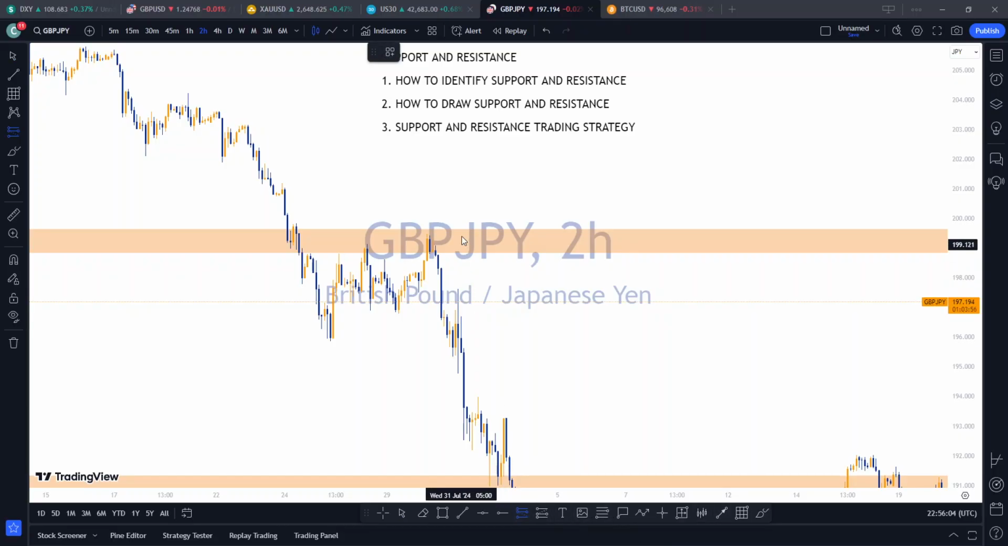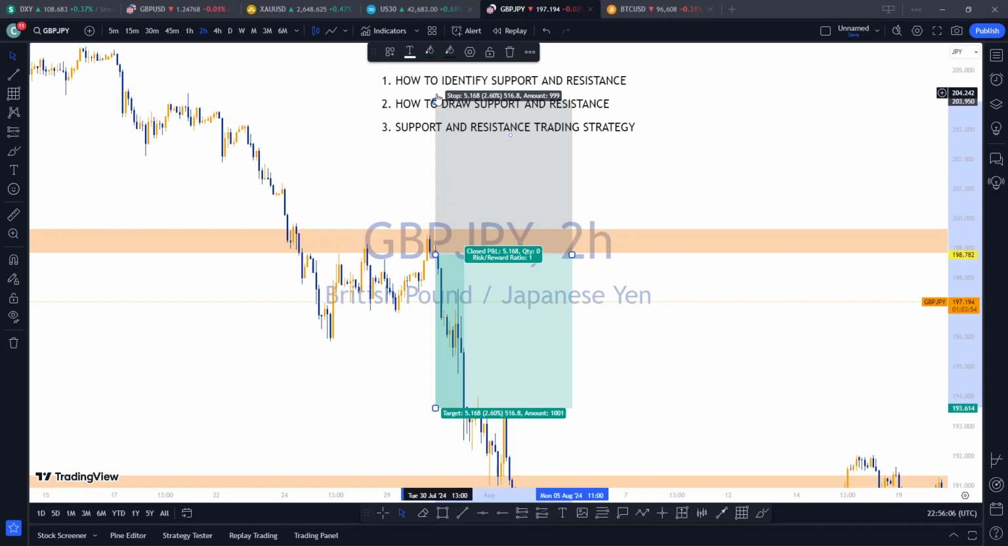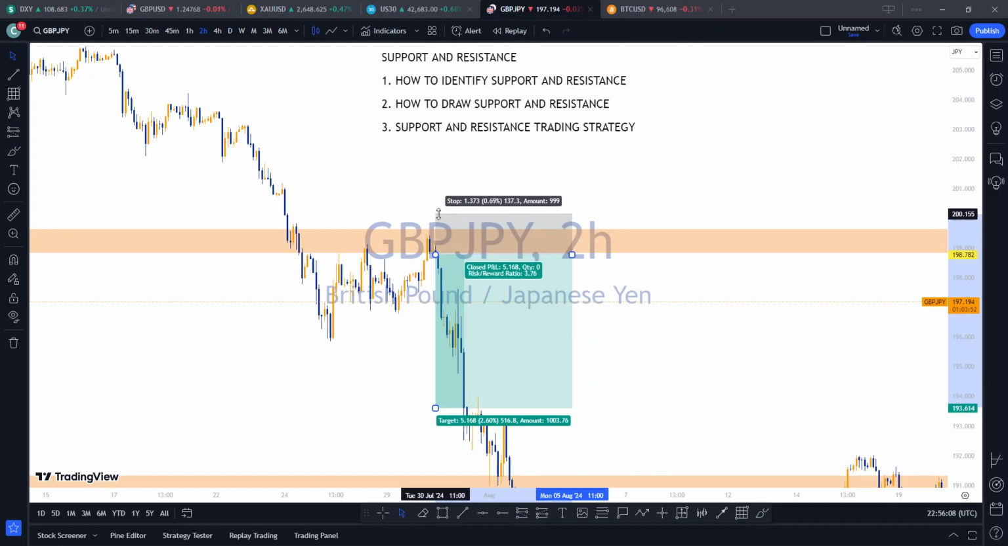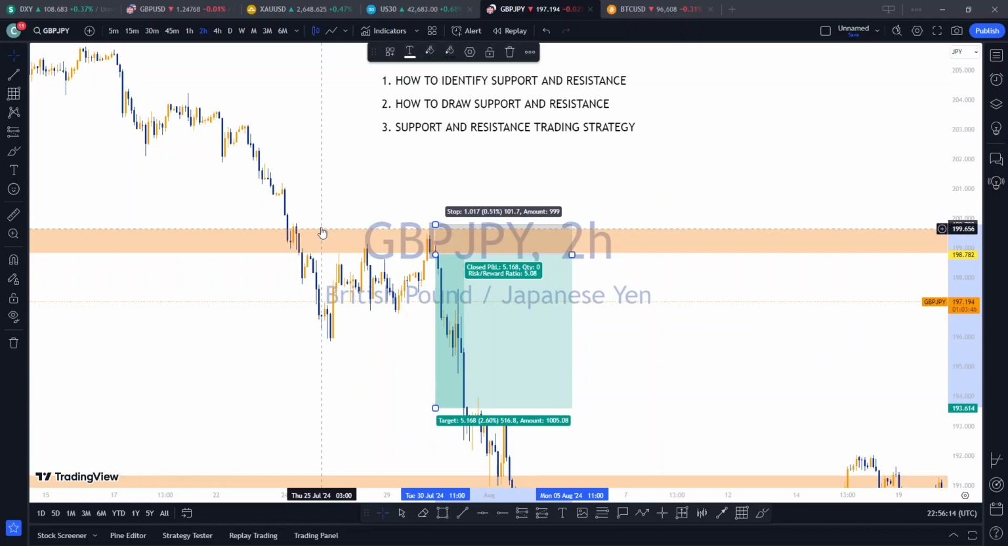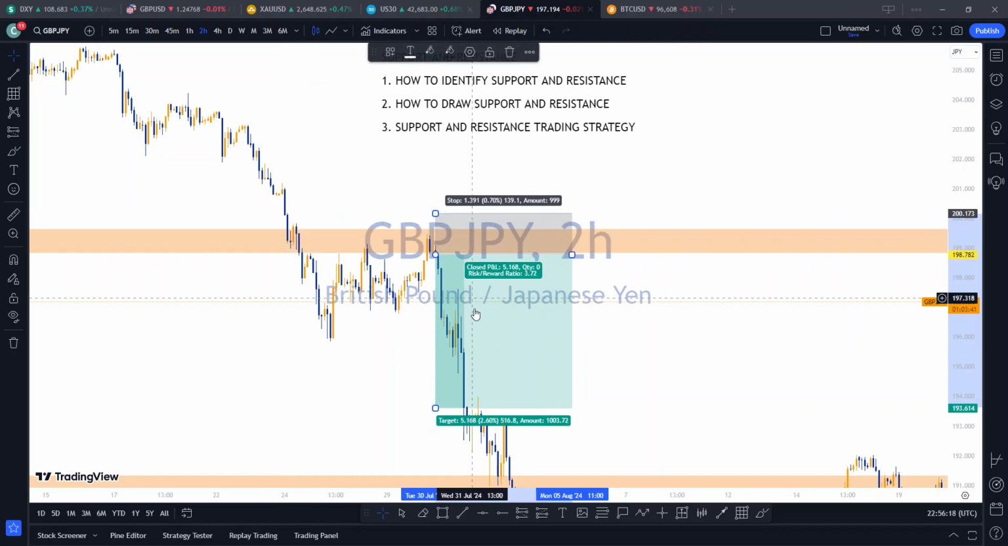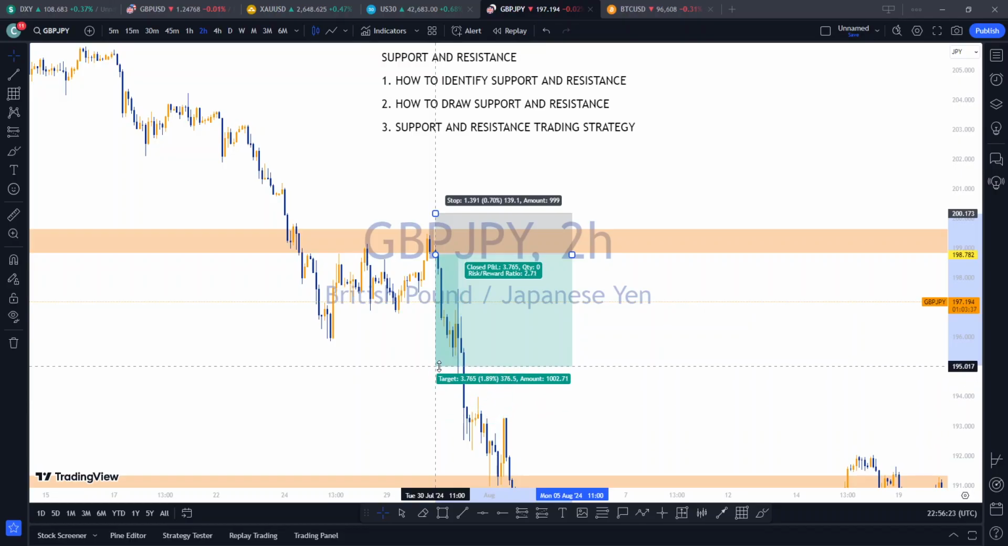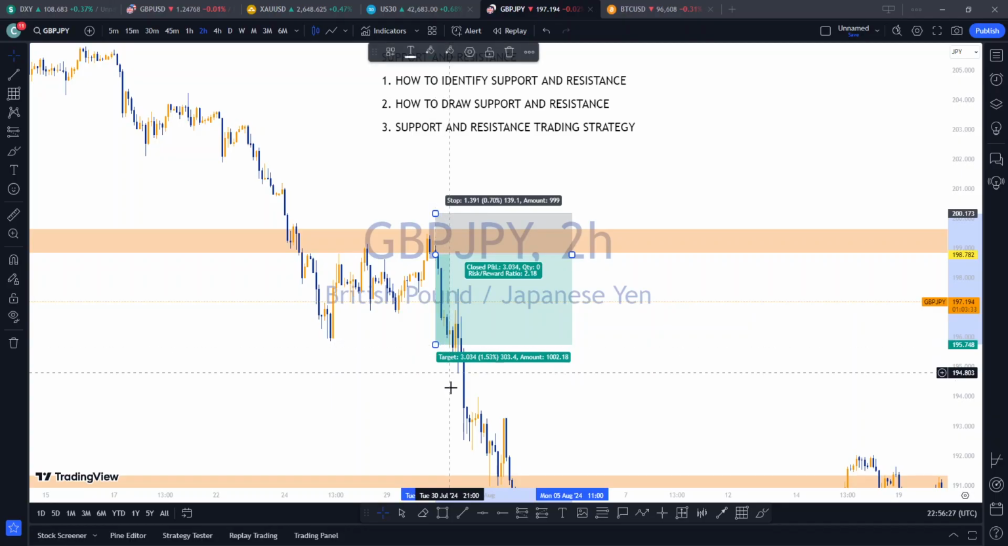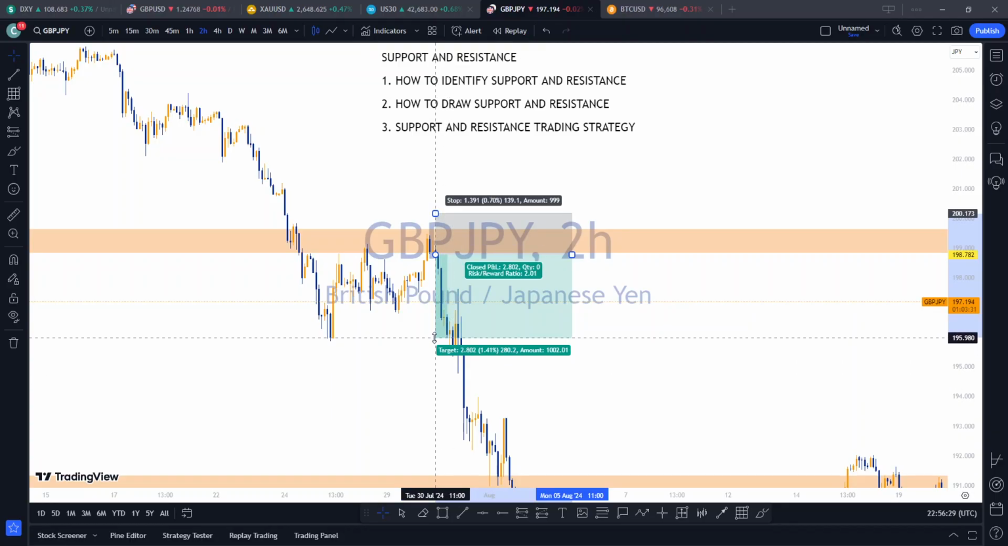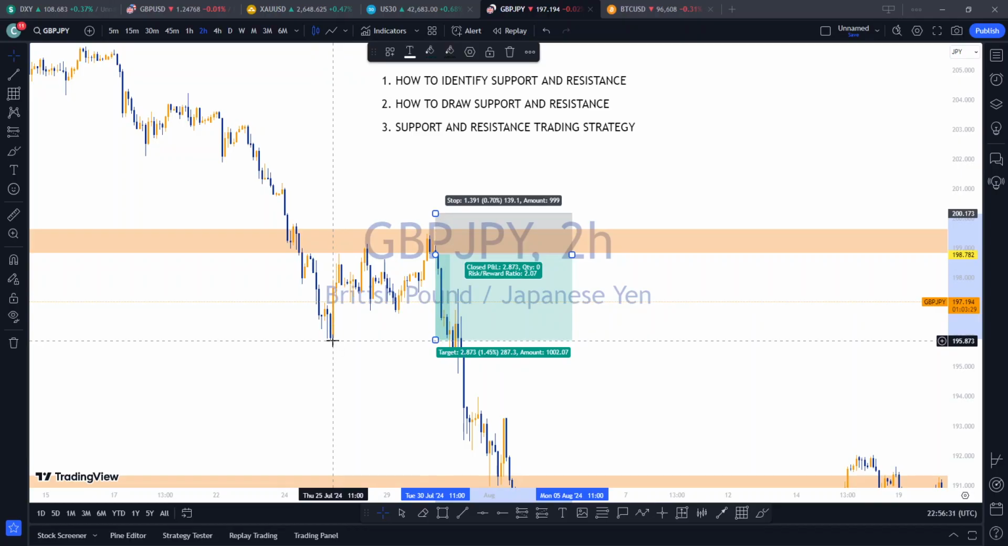If you're not conservative, you take your trade around here. I'm just going to put my stop loss above this previous high right here. This previous high will be my stop loss. Then you just target 1:2 of the previous low right here, which is like 1:2, right?